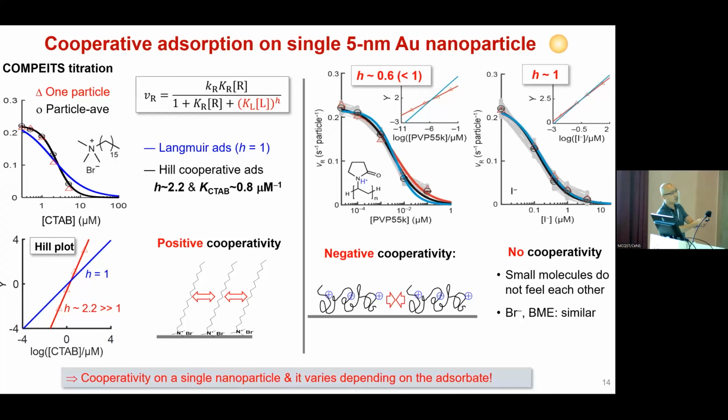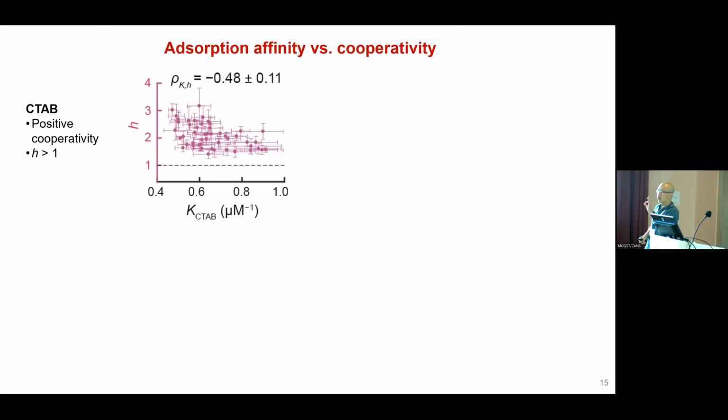Now we also look at halides, for example, iodide or bromide, or thiol. They don't show any cooperativity at all. They can be fully described by the classic Langmuir adsorption model. Okay, so all of this tells you that we can discover positive and negative cooperativity on individual particles, and it varies depending on the type of the adsorbate we're looking at. Now, we don't just measure, of course, one particle. In a wide field imaging, we can measure hundreds of particles in parallel. Okay, so for example, for C-type adsorption, we measure many individual gold particles. You can extract out the Hill coefficient, and you can extract out the adsorption affinity for every single particle.